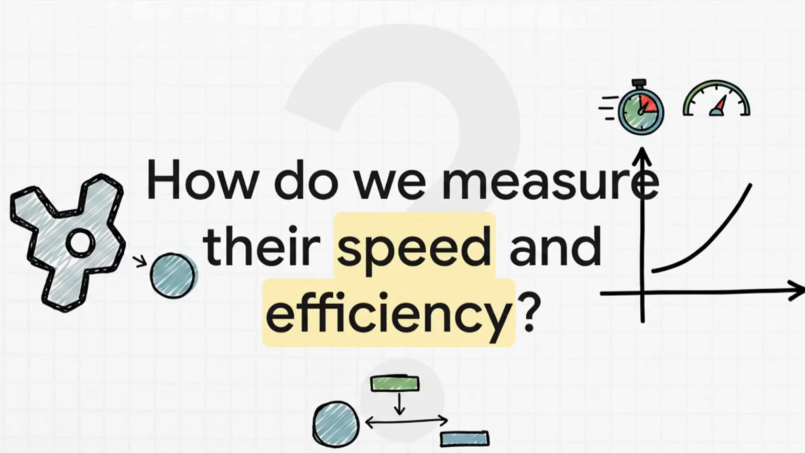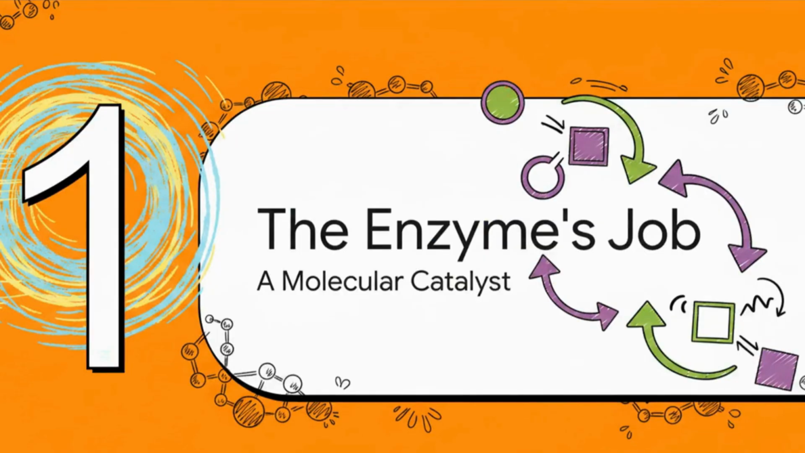Okay, so if they're engines, how do we measure their horsepower? How fast can they actually go? Well, that's exactly what enzyme kinetics is all about. And the Michaelis-Menten model, that's the language we use to understand it. All right, let's get into the nitty-gritty.